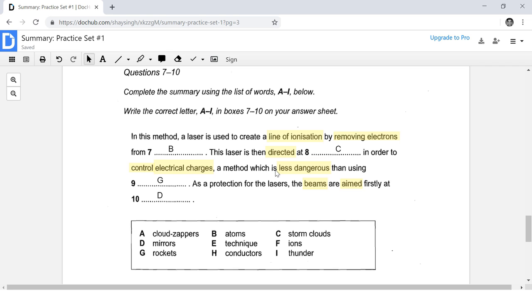So I hope you found this video helpful. In the next video, we're going to be looking at another example, practice set number 2. This time, I want to show you an example from reading passage number 3. So I'll see you there.